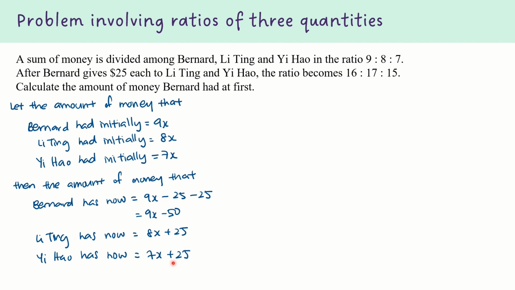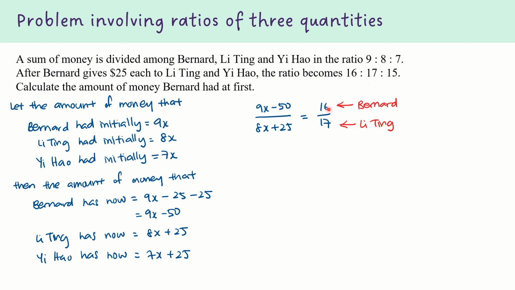So what we could do is to just take any two of these amounts. So either take Bernard and Li Ting, or Bernard and Yi Hao, or Li Ting and Yi Hao, and form a suitable equation with the quantities that's given in this ratio. So what I have decided to do is that I take 9x minus 50, which is Bernard's value, and 8x plus 25, which is Li Ting's value, and form a fraction like that, and then equate it to the ratio of 16:17 based on what is given.